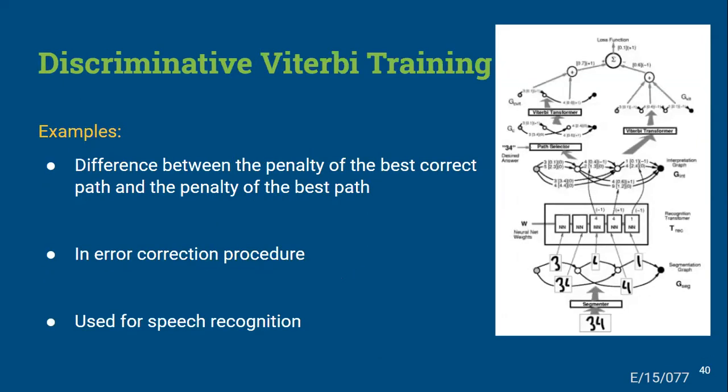Now we will talk about discriminative Viterbi training. The idea here is not only to minimize the cumulative penalty of the lowest penalty path, but also to increase the penalty of the competing and possibly incorrect paths. This type of criterion is called discriminative because it plays the good answers against the bad ones.